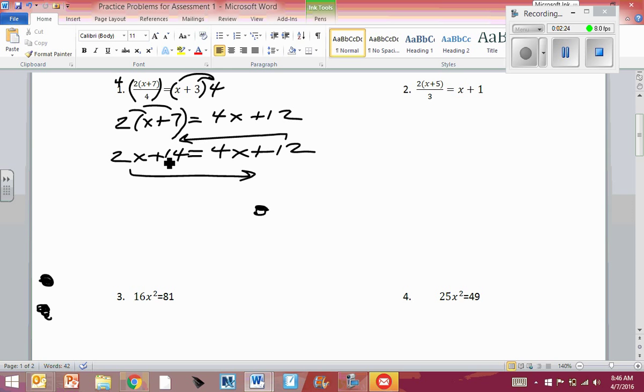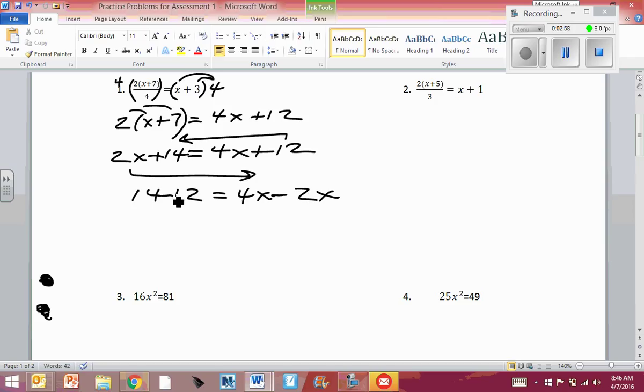So what am I moving? The 12, I'm moving to this side. Sure, why not? The 14 was already here. I moved over the 12. The 4x was here already. I'm going to move over the 2x. And of course, my goal is to put all the same things on the same side. Like segregation, you put all the x's on this side, all the numbers on that side. Just combine that too. The only rule is once you move it, same number, opposite sign.